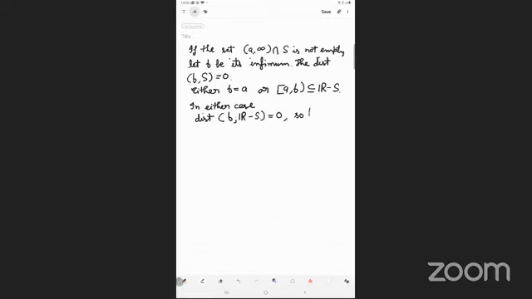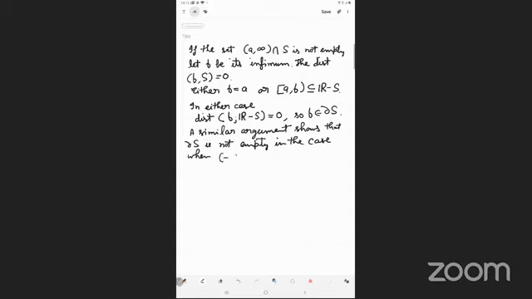And a similar argument shows that the boundary of S is not empty in the case when minus infinity to A intersection S is different from phi. So this is one example in which we have proved that R with the usual metric is connected.